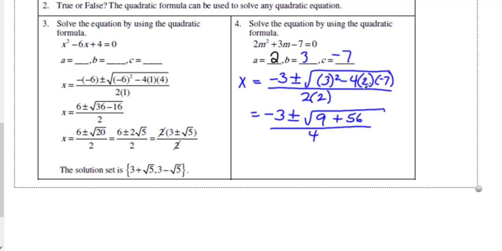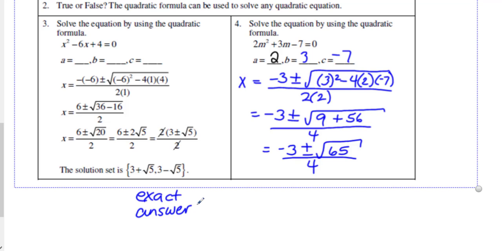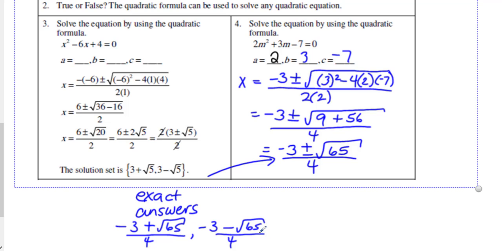So negative 4 times 2 would be negative 8 times negative 7 is plus 56. So I've got 9 plus 56 underneath the radical. So that equals 65. So I've got negative 3 plus or minus square root of 65 over 4. Now, in your homework, sometimes it will ask for exact answers. This would be an exact answer where you could write negative 3 plus square root of 65 over 4 and negative 3 minus square root of 65 over 4 because I don't believe any perfect squares go into 65.